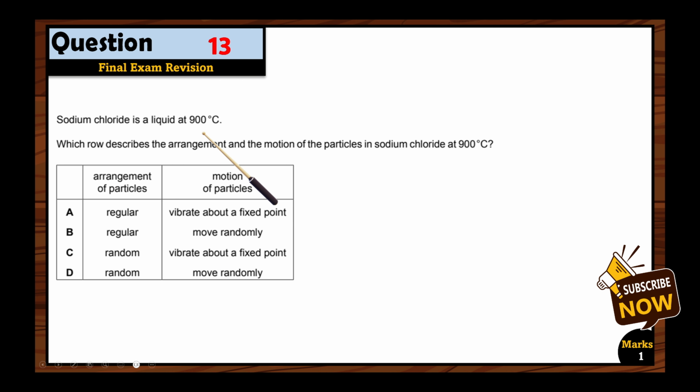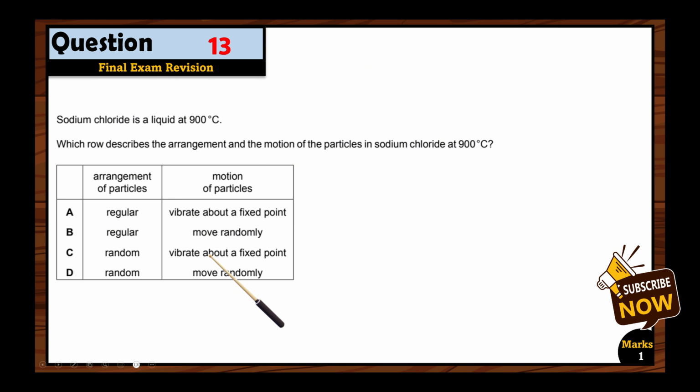Sodium chloride is a liquid at 900 degrees Celsius. Which row describes the arrangement and the motion of particles in sodium chloride at 900? So we know sodium chloride is a solid, right? But at 900 now it's a liquid. So we have to talk about the arrangement and motion of particles in terms of a liquid. So the arrangement of particles will be regular or irregular. Of course, it will be random. Okay, it will be irregular. In liquids, the arrangement of particles is random. So C or D option can be correct.